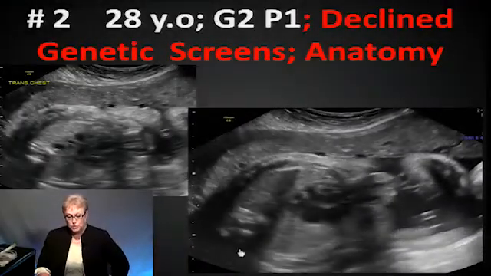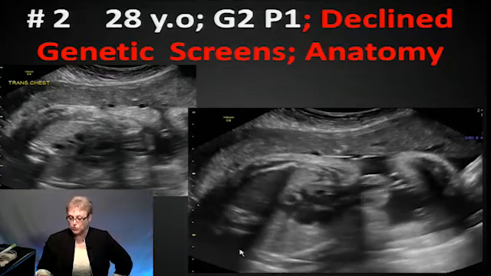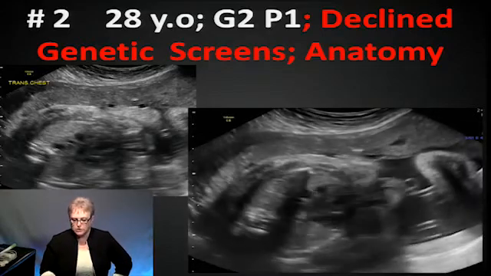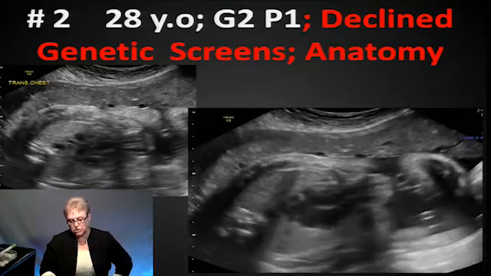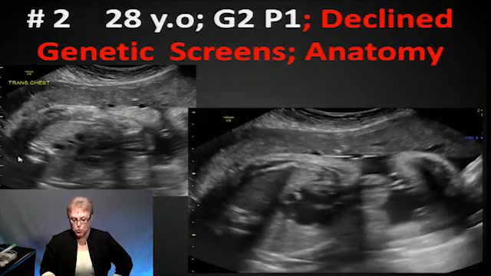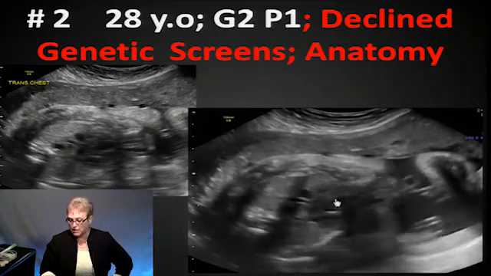Our next patient is a 28-year-old, gravida 2 para 1. She had declined any type of genetic screening, and she was sent in just for her anatomy scan. So this is a transverse cross-section of the baby's chest, looking at the spine, so posterior, anterior. And this is this view in real time.